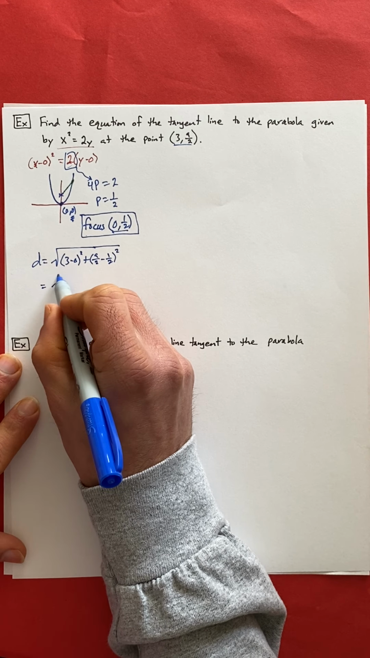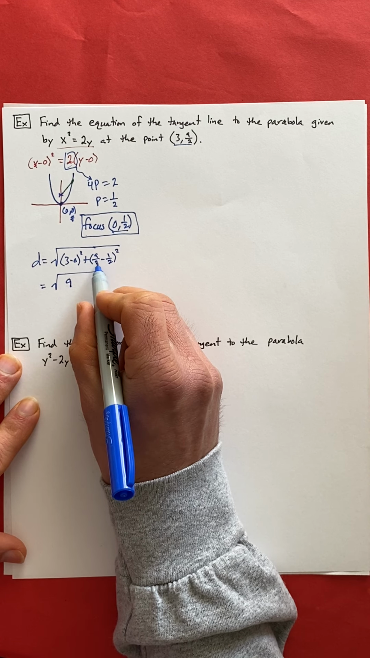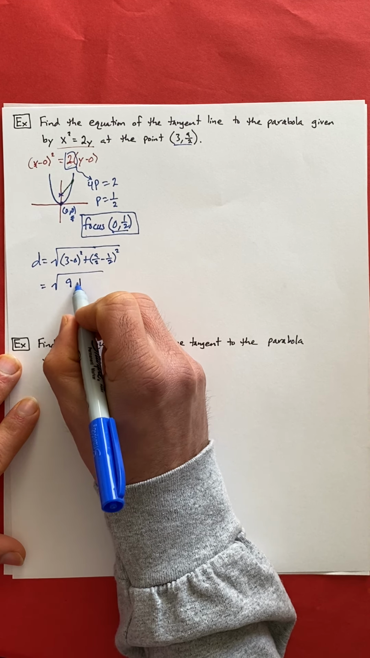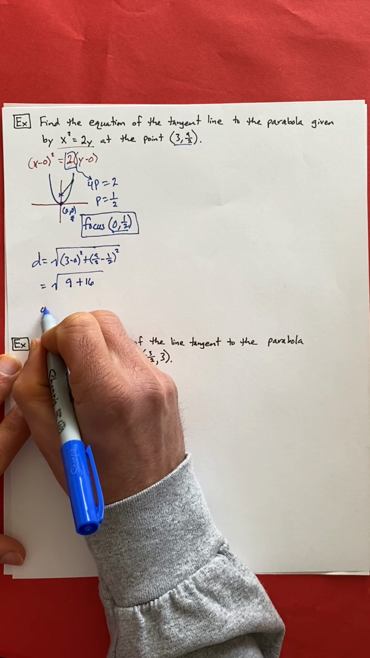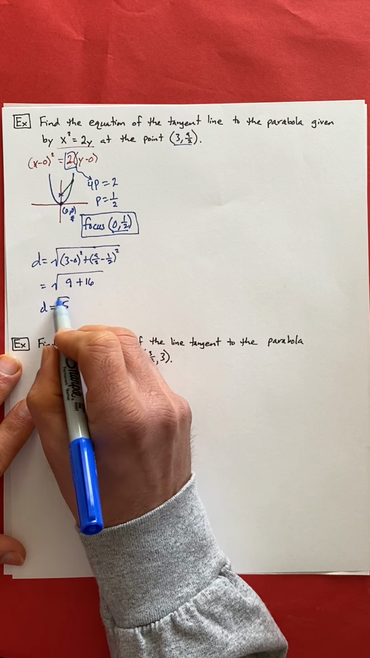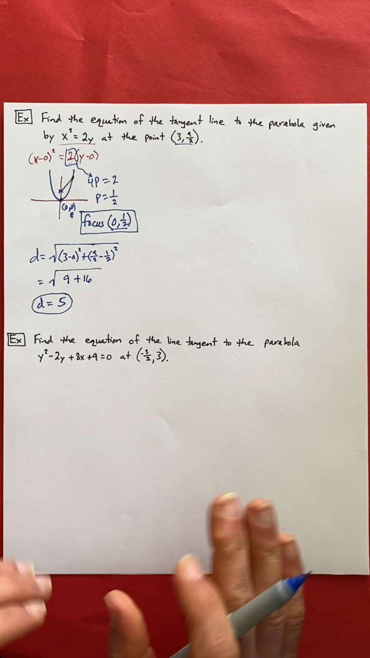And that's going to give me the square root of 3 squared, or 9, plus 8/2, or 4. So 4 squared, so 16. Which means my distance is the square root of 25, or 5. There's the second thing that I'm going to be looking for when I'm looking at your work.